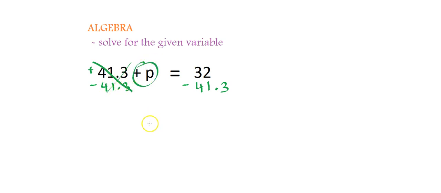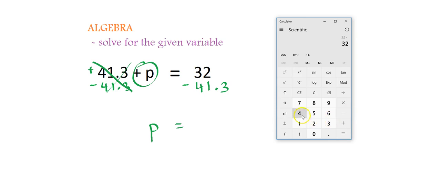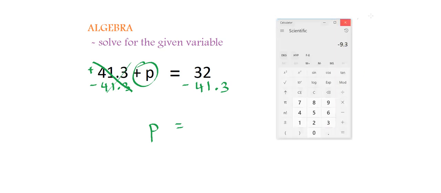Now we don't have to write the plus, so p. It's a positive p, that's why we don't have to write the positive. And on this side, we've got 32 minus 41.3. Now, you might want to use a calculator for this to make it a little bit easier on yourself. So, there we go, 32 minus 41.3 gives us minus 9.3.